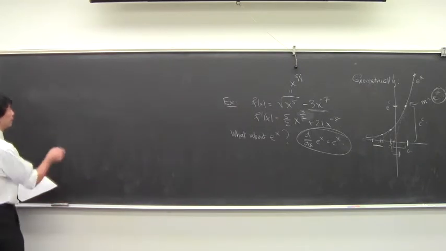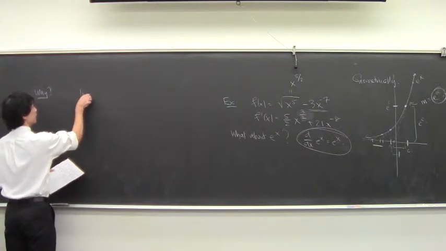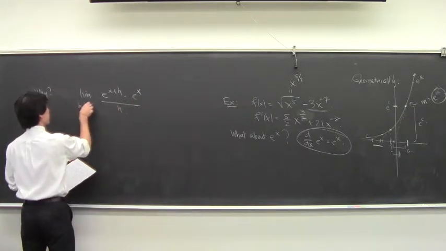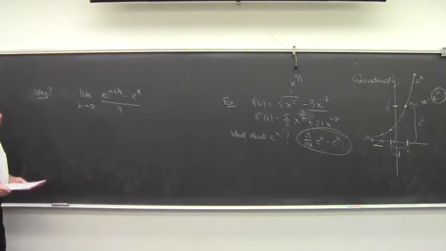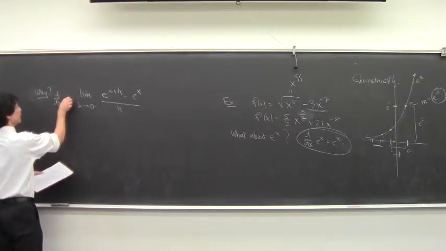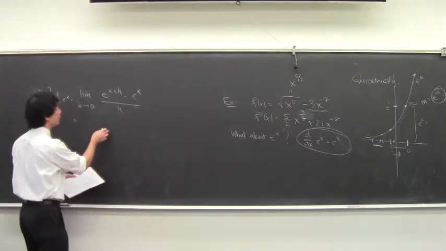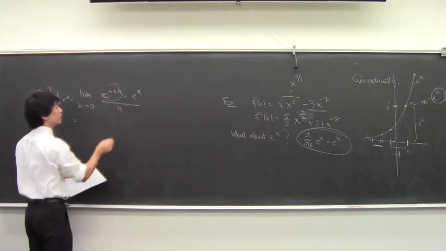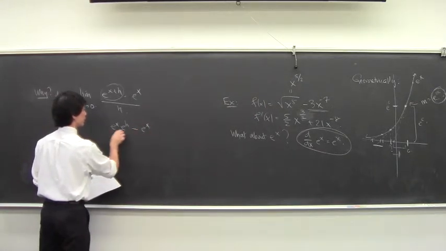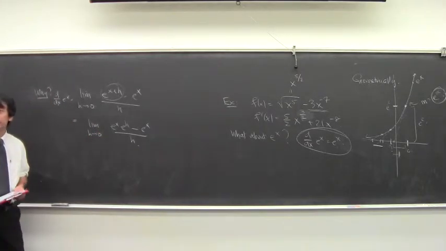Okay, so why does that happen? Let's look at the limit of e to the x plus h minus e to the x over h as h goes to 0. The derivative of e to the x is this. So what do you get? e to the x plus h is going to be e to the x times e to the h.